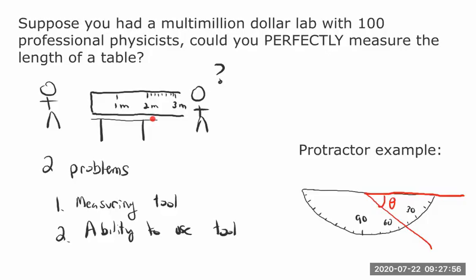So either one of these things, the tool itself or our ability to use the tool, can limit the ability to get a perfect measurement. We cannot ever do that in physics.